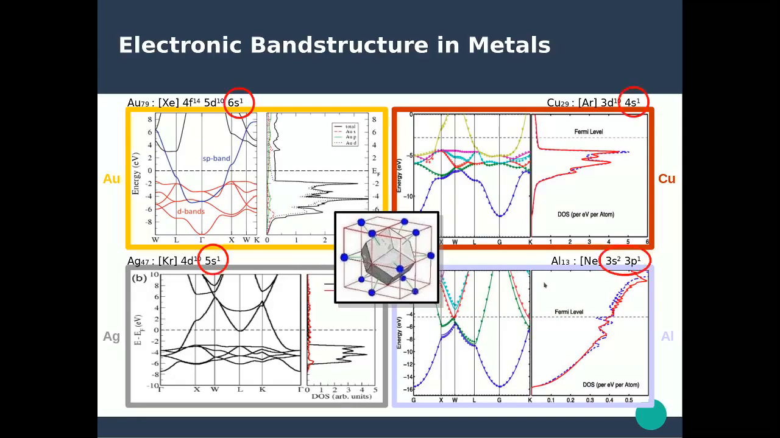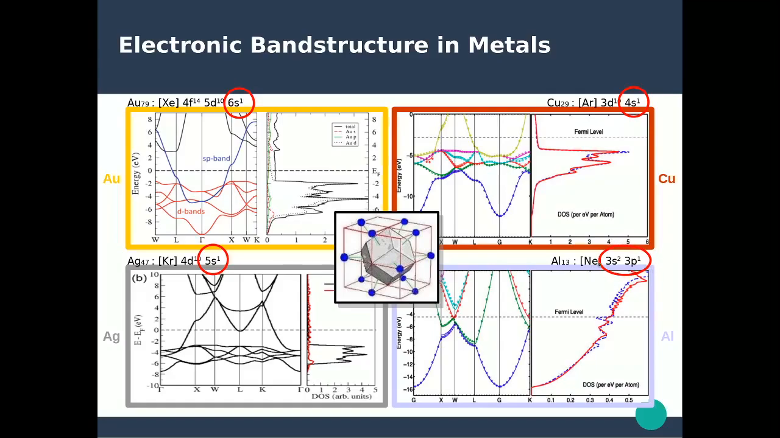Something very important to notice as well is the number of conduction electrons present in those different materials. For copper, gold, and silver, there's only 1 conduction electron per atom. So there's only 1 s electron present in this conduction band, as opposed to aluminum. These are the electrons that are going to contribute to the plasmon oscillations.